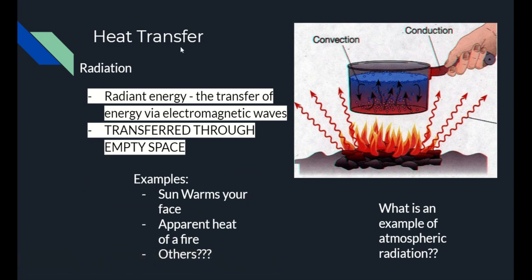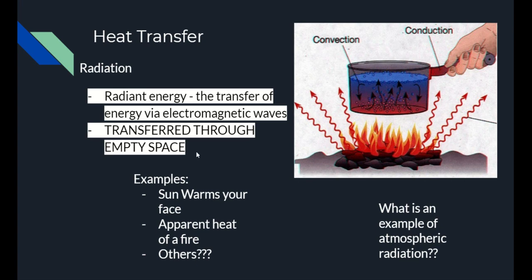The last type of heat transfer is radiation. All right, and that's those red squiggly lines that you see in the picture. Okay, radiation is just radiant energy, right? It's radiant heat. It's the transfer of energy via electromagnetic waves, and it's transferred through empty space, right? There's no contact happening. There's no convection currents happening, right? This is just transfer of heat, right, through empty space.